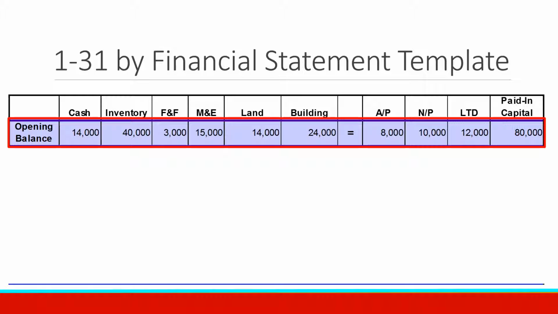Then we'll write down furniture and fixtures, which is a type of fixed asset, of $3,000. And then there's a second fixed asset account, which is machinery and equipment, of $15,000. There's land of $14,000, and there's building of $24,000.